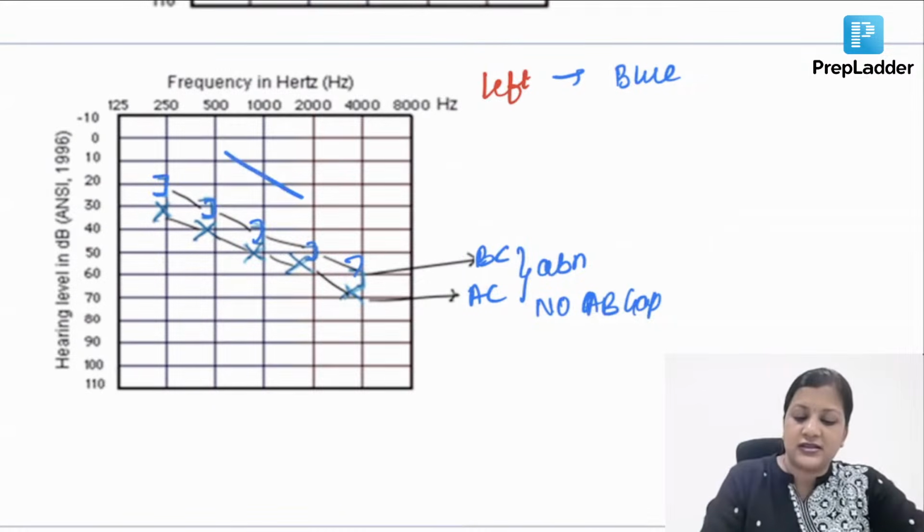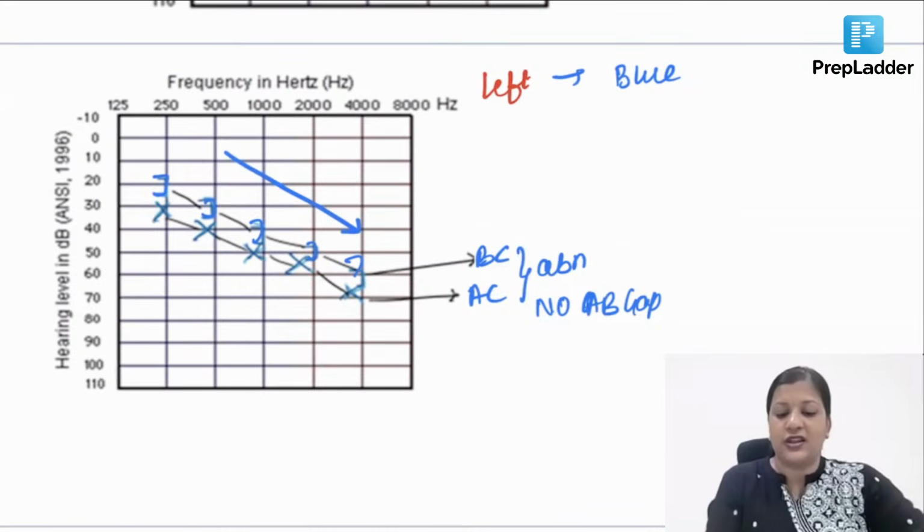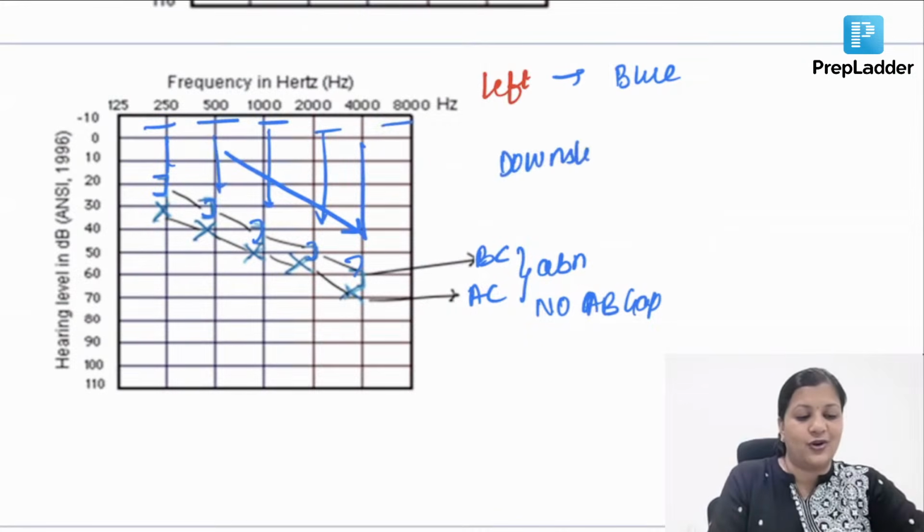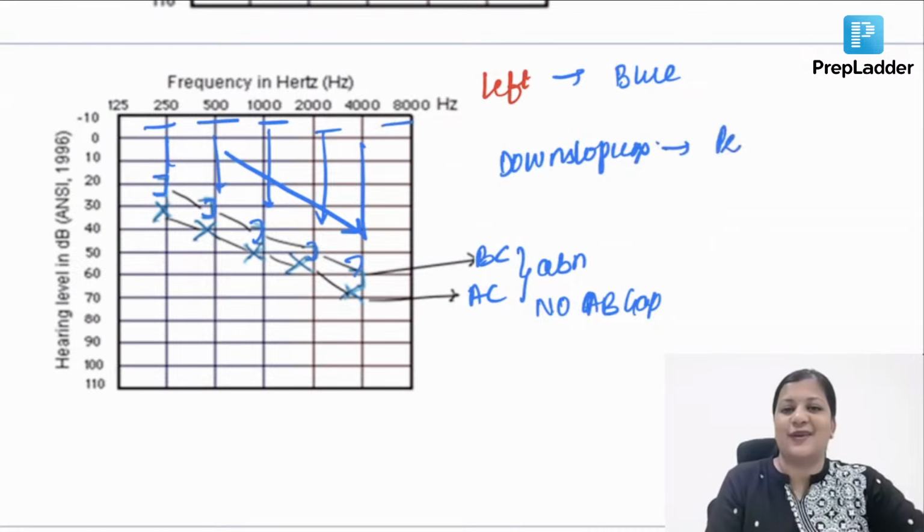And you see that there is a down sloping type, meaning with every frequency that we are increasing, the hearing loss is only increasing. So when you see a down sloping pattern, what should you think of? Very good. Answer is presbyacusis. Right. So the answer here is presbyacusis.